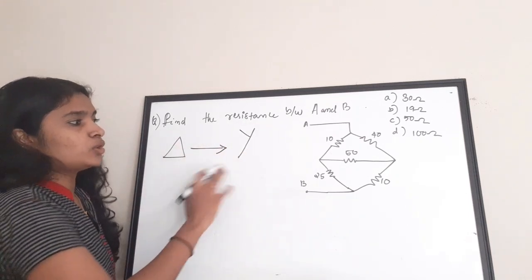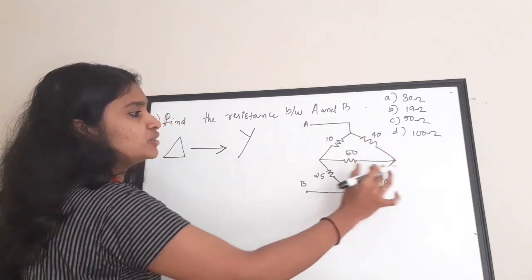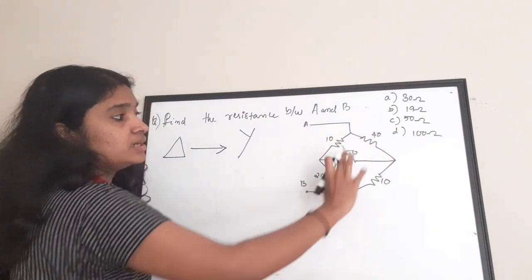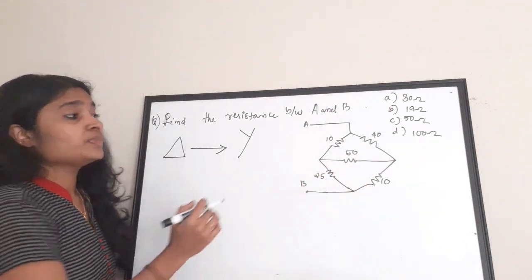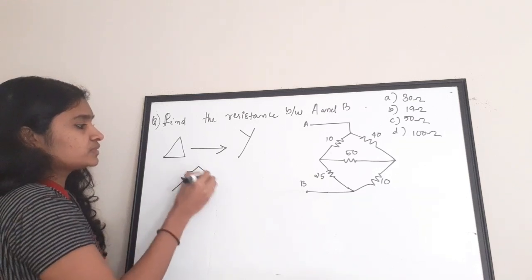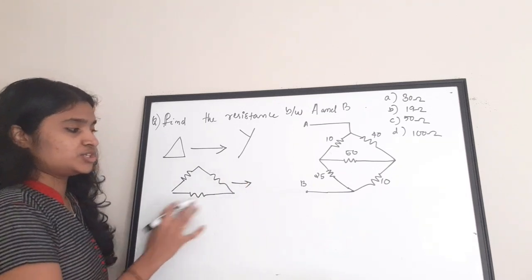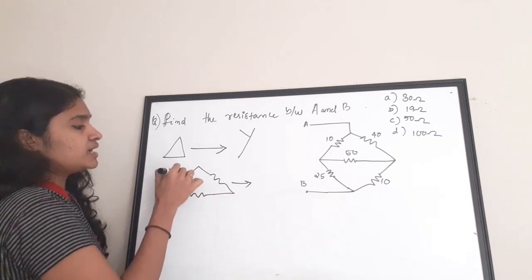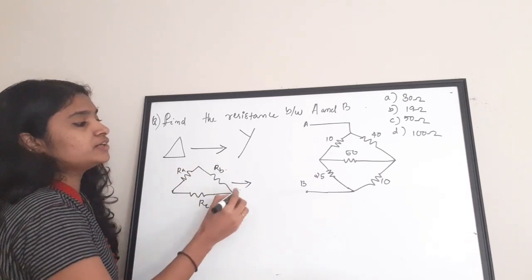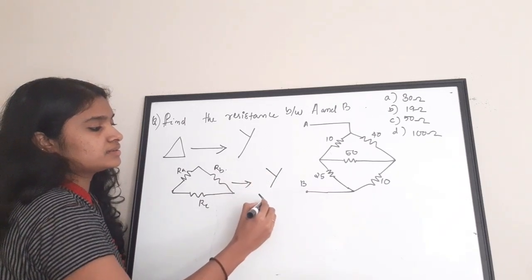What is delta and what is Y? If you see the top triangle of this circuit, it consists of a top triangle and a bottom triangle. These two combine to form a bridge. If you take this portion, it looks like a delta connection. Now this delta connection, let these be RA, RB and RC, can be converted into a Y form. Y means connecting the resistors like this.